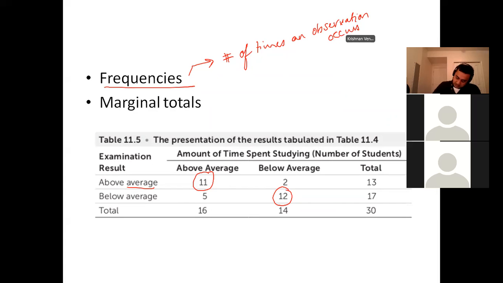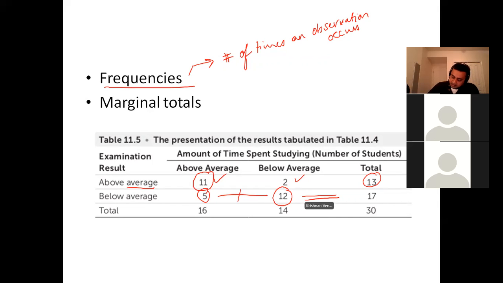That's what a frequency means. So the frequency of students scoring above average mark is students who got this and students who got this. So it's about 13 students, right? And the frequency of students who scored below average would be about 17 students. Okay, so this plus this, it's about 17 students.